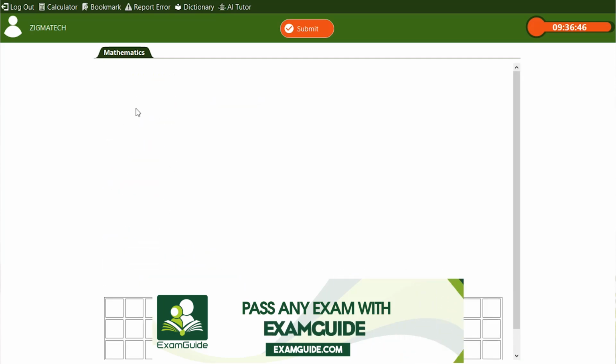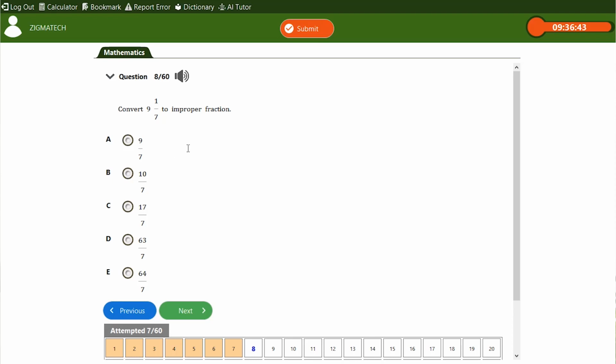All right. So let's go to the next one. Convert 9 whole number 1 over 7 to improper fraction. So we are trying to convert from a mixed number to an improper fraction. You can see that these exams can be quite simple to pass. Some of these things are common things you learned even in your primary 6, primary 5, some in your JS1. But you can see them in your JSS3 exam.